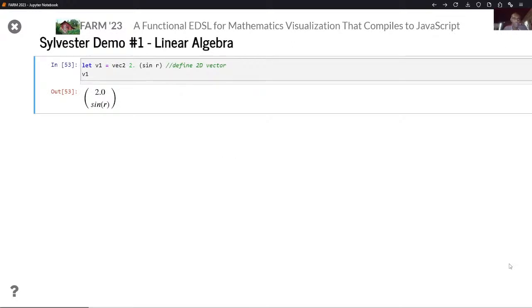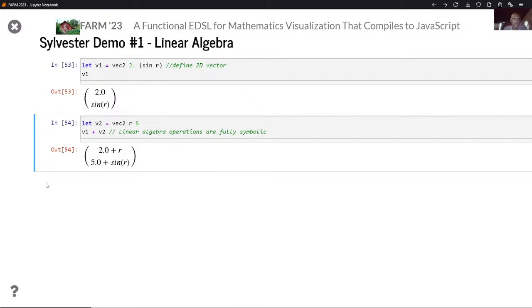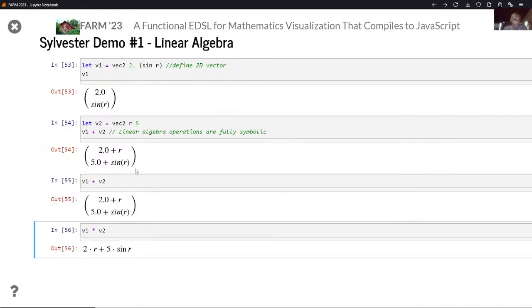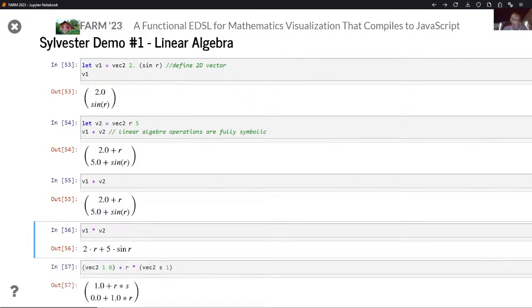Okay, so let's look at some linear algebra operations. We define a 2D vector, and all objects in Sylvester by default are fully symbolic. So as we're doing operations on linear algebra, they preserve the symbolic form. Here we're doing addition, and just taking the inner product.